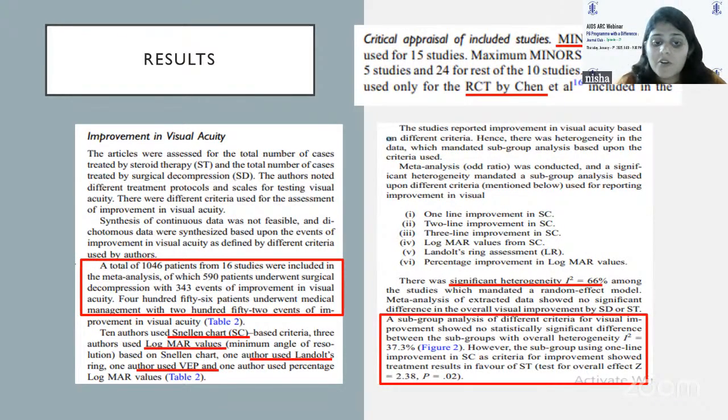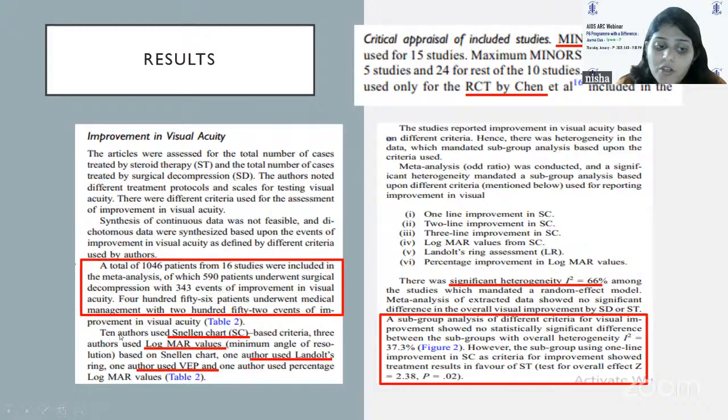So the results in brief: there was a total of 1,046 patients from 16 studies included in the meta-analysis, of which 590 patients had undergone surgical decompression and 343 events of visual improvement were seen. And 456 patients had undergone steroid therapy, and out of that 252 events of visual improvement were seen.